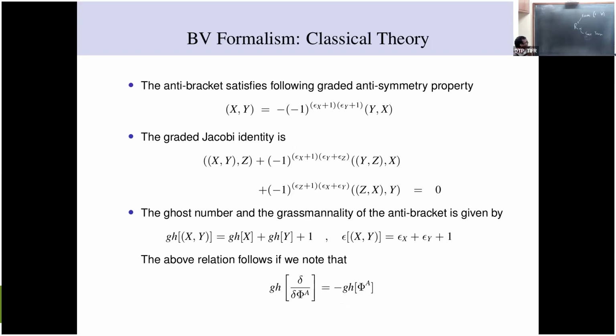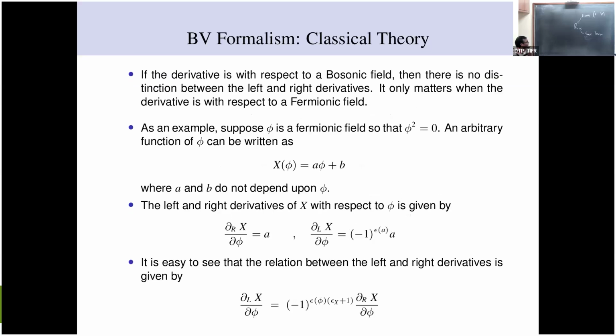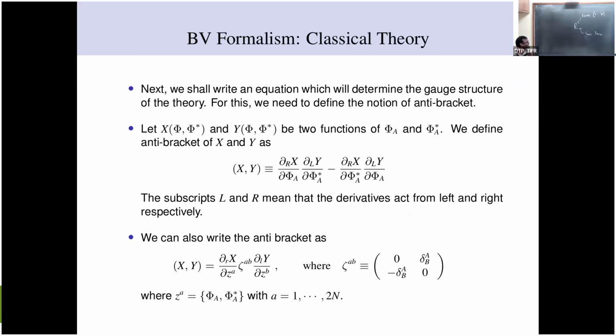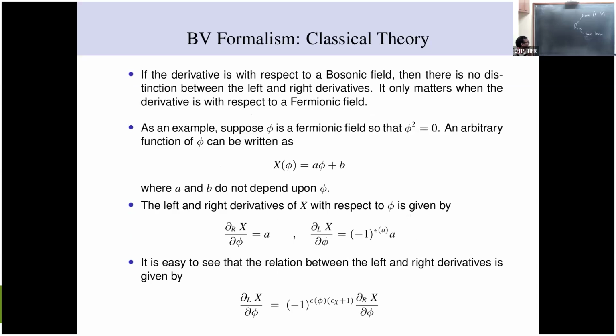And this anti-bracket satisfies, again, a graded anti-symmetry property. X, Y is related to Y, X by some sign. They also satisfy this graded Jacobi identity, which is a triviality, you just work it out. And the Gauss number of this anti-bracket is 1. So the Gauss number of the bracket X, Y is the Gauss number of X plus the Gauss number of Y plus 1. It's also easy to work out if you just follow the definition and the Gauss number of phi star.